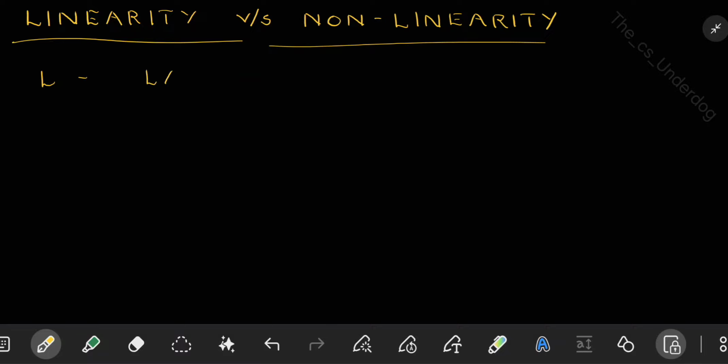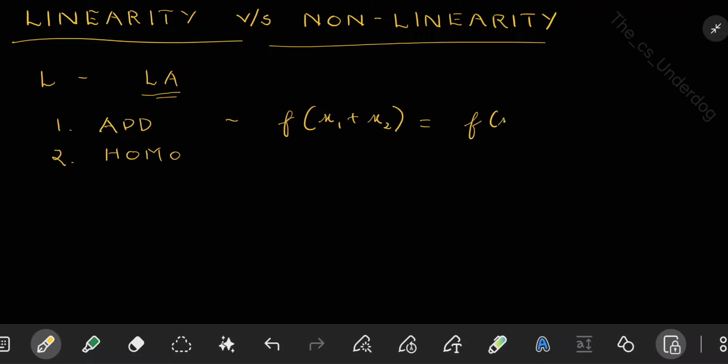Strictly going by linear algebra, if it has to be linear, it has to follow two properties. The first property is called the property of additivity and the second property is called the property of homogeneity. So this is the strict definition that we are going through. Additivity says if you have a function f, and f of x1 plus x2 is the same as f of x1 plus f of x2, then it is said to follow the additivity property. So this is the first condition.